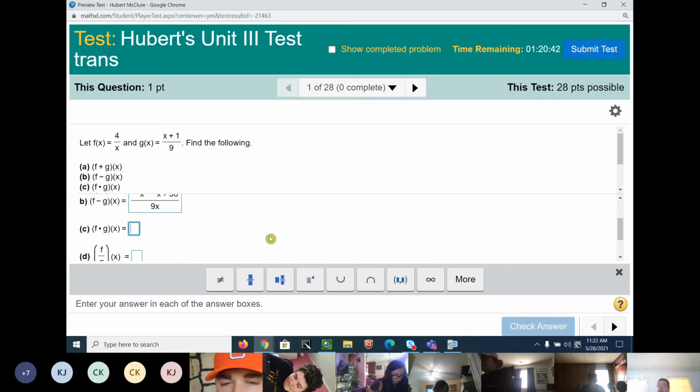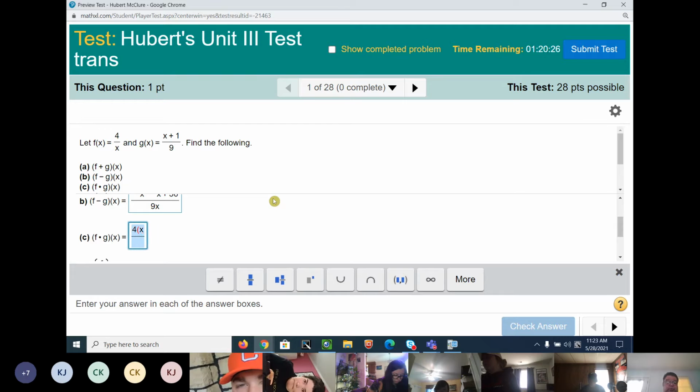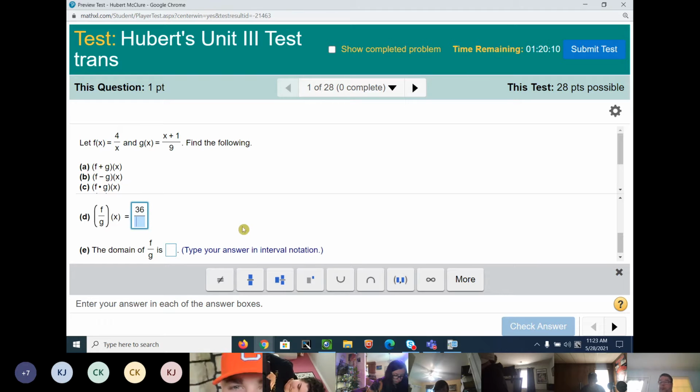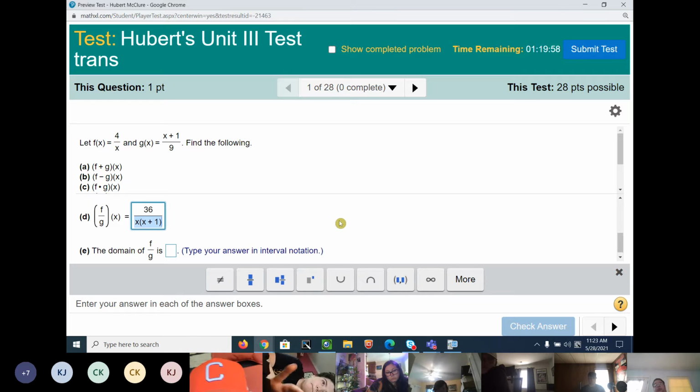Next, 4x plus 4. Now they may have 4 times x plus 1 over 9x. So I'm going to do that, 4 times x plus 1 over 9x. And then the next one, 36 over x times x plus 1. Do y'all know why I go over this with y'all? Not only to show you what the answers are, and what the questions look like, but also how to type in the answers. Because that way you can't use the excuse, I didn't know.